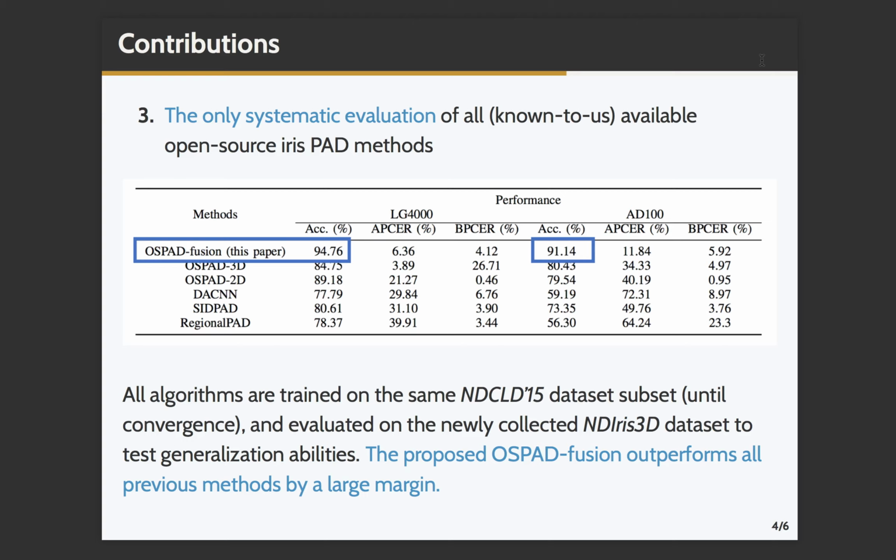As shown in the table, our OSPAD fusion generalizes much better to the unseen samples, achieving a state-of-the-art performance on the open source iris presentation attack detection methods. It is worth noting that since our OSPAD fusion uses two images, we also give the other algorithms two images and find the best fusion strategy to make their vote. So we explore feature level fusion and score level fusion, and then we report the best they achieve.